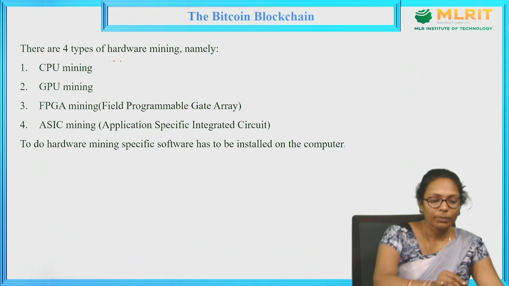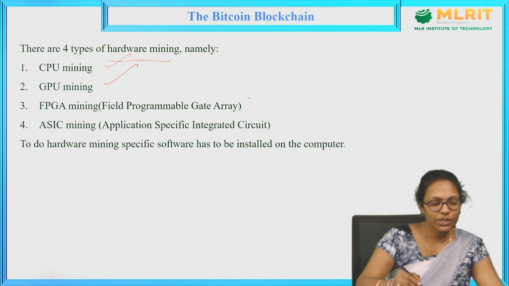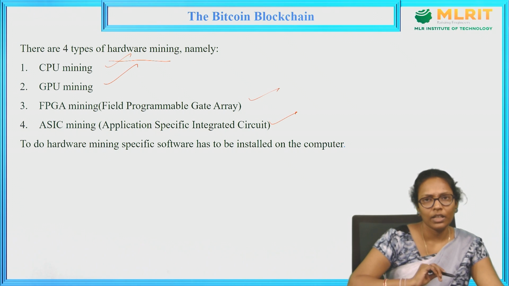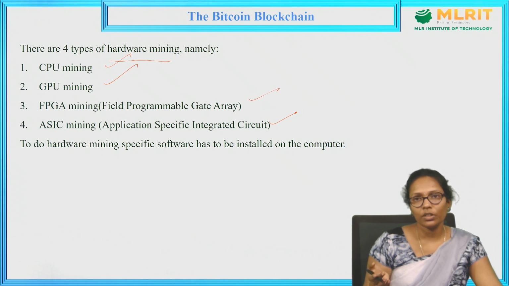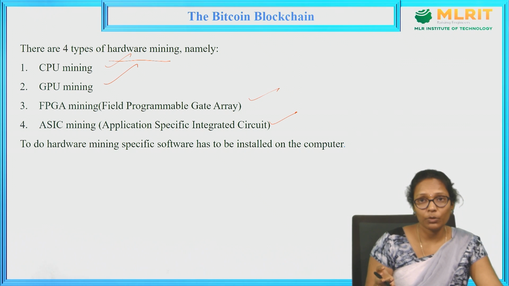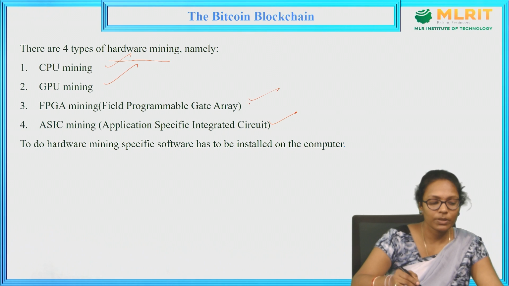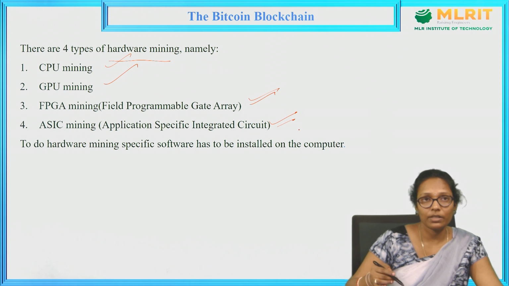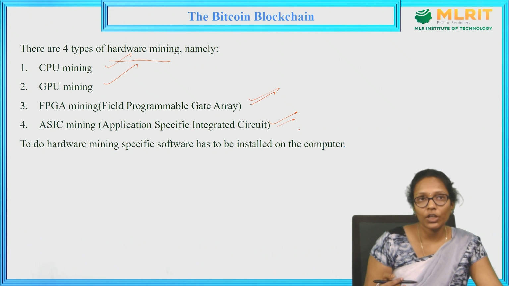Coming to hardware mining, we have four different types: CPU mining, GPU mining, FPGA mining, and ASIC mining. Based on the system you are using, whether it has only CPU capacity, or GPU capacity, or FPGA or ASIC capacity, the corresponding mining will be used.